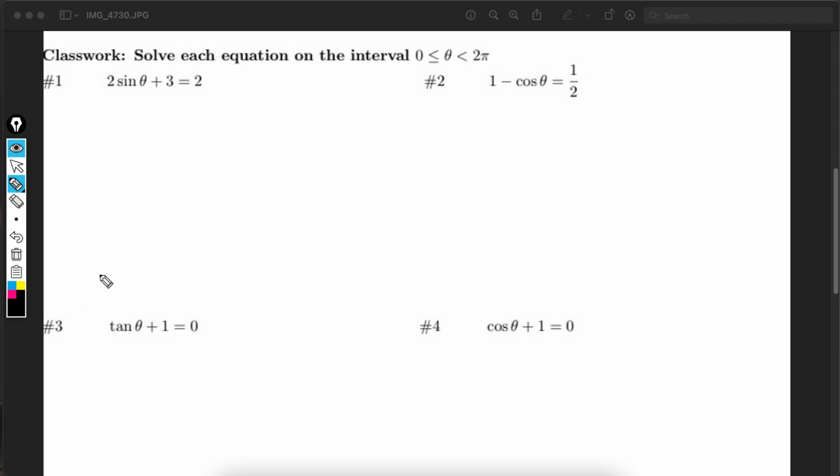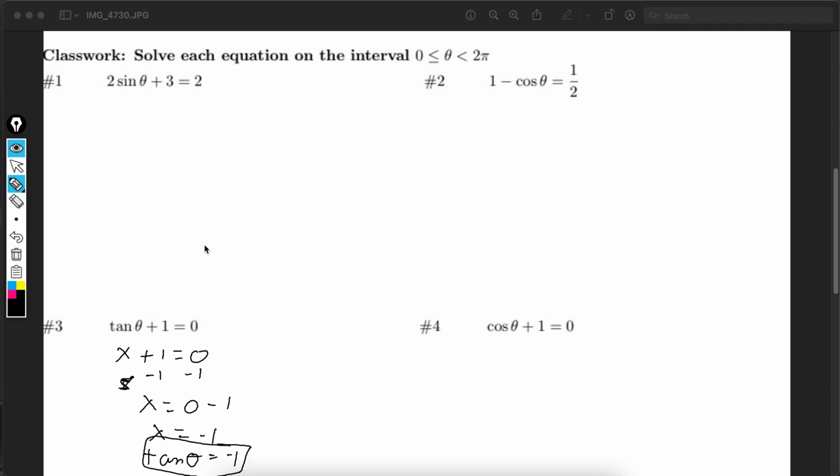Let's go ahead and do the following one, the tangent one. So once again, I like to always substitute any trigonometric ratio for x. So we could think of this as x plus 1 equals 0. Oops, sorry, I got ahead of myself, right? x equals 0 minus 1, which equals negative 1. Substitute back in tangent, so tangent of theta equals negative 1.